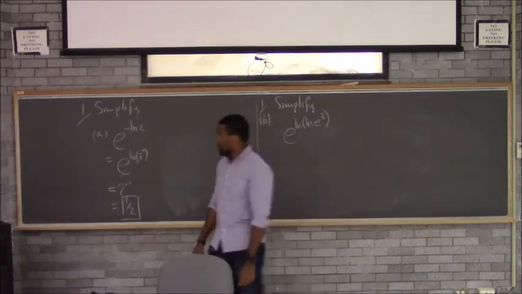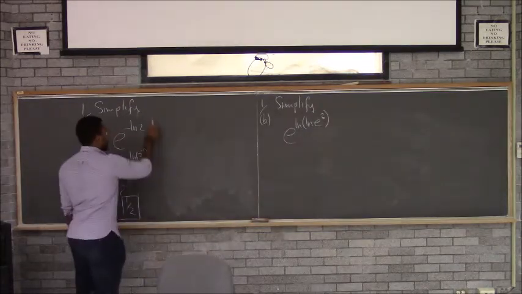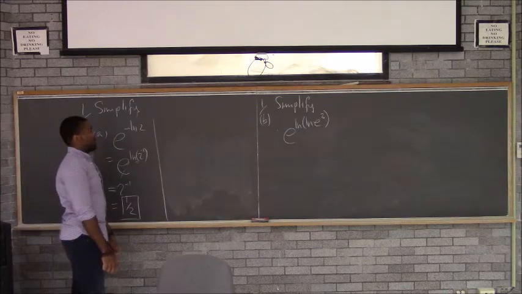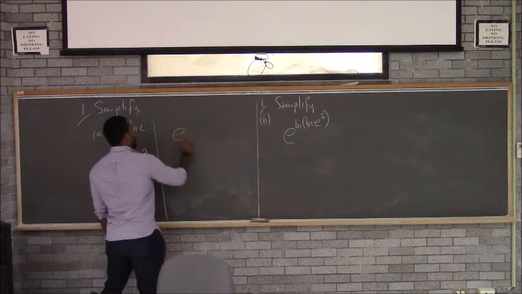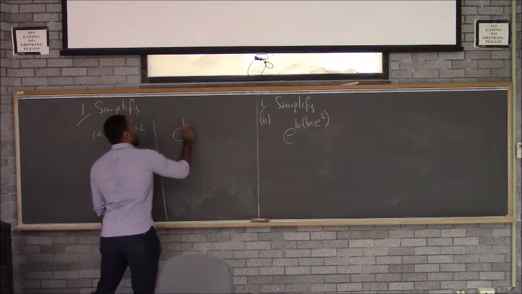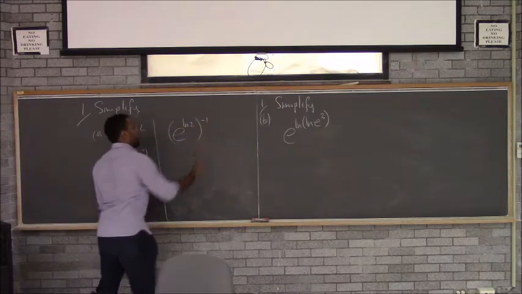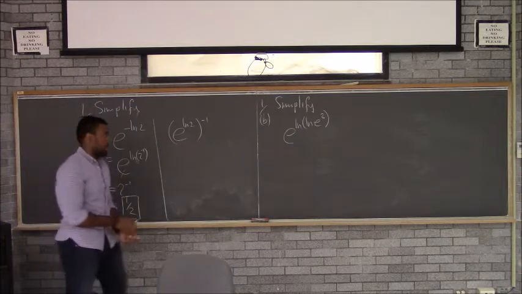Yeah. I raised e to the ln 2 to the negative first power. So one other thing you could have done was that. And why was that allowed? Because of the laws of exponents.